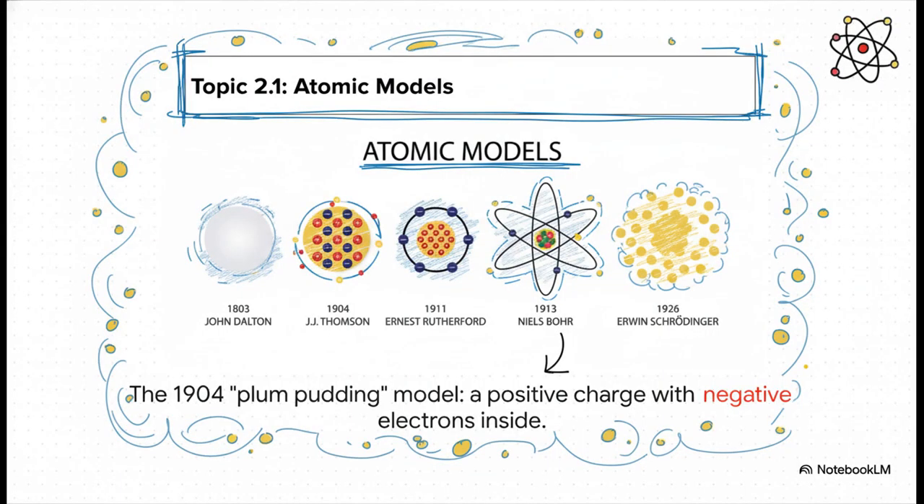So let's go back to 1904. The top theory was this plum pudding idea. Just picture a blob of positively charged stuff, that's the pudding, and stuck inside it are these little negatively charged electrons, like plums. It's simple, it's straightforward, and it was about to be proven completely wrong by one of the most famous experiments in history.